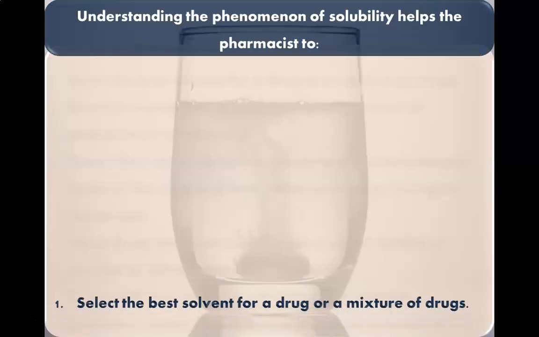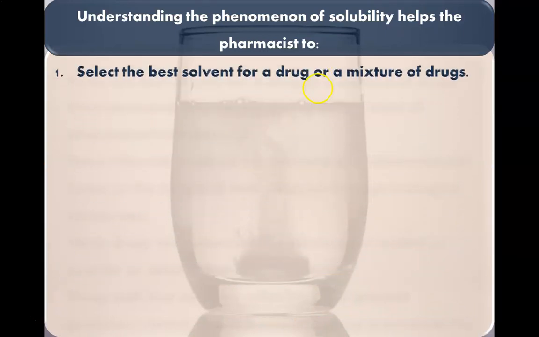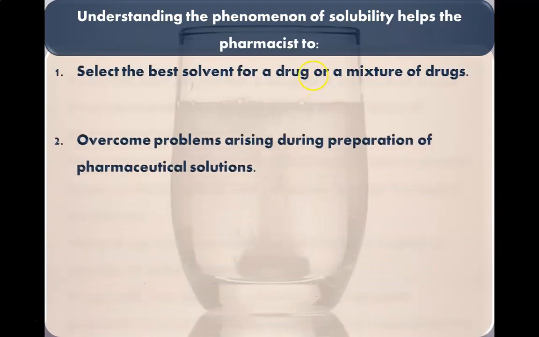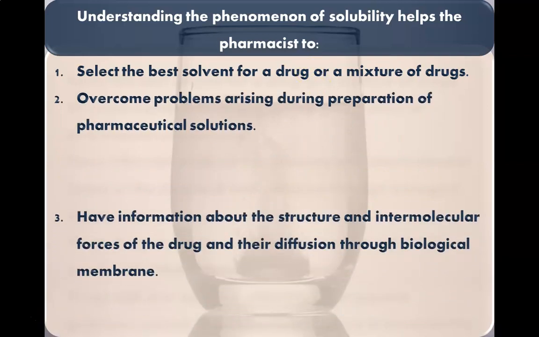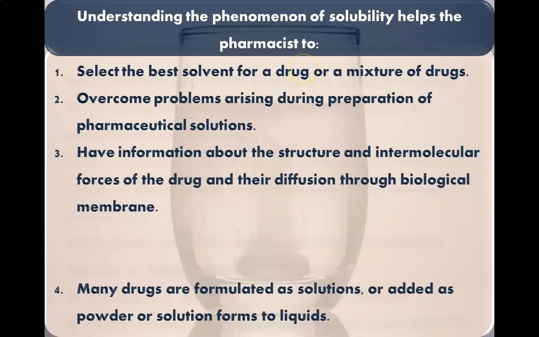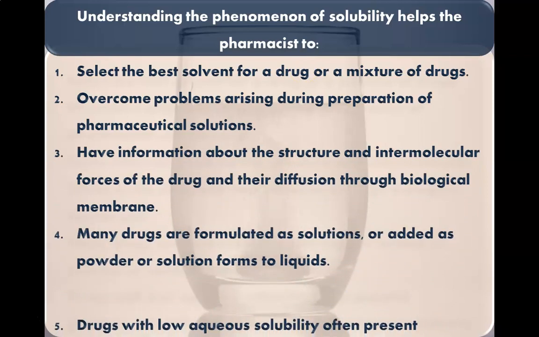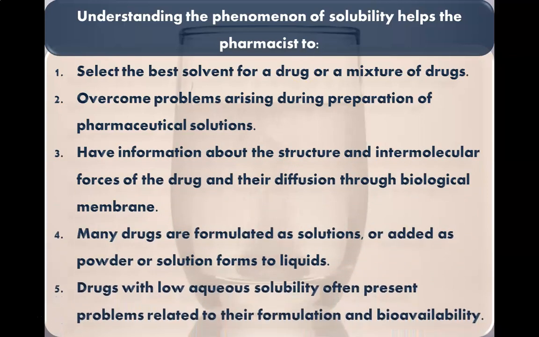Understanding this phenomenon helps any pharmacist select the best solvent for the drug or mixture of drugs. Consider you are a formulation scientist in future, and you need to solubilize drugs which are poorly soluble. This solubility knowledge makes you competent enough to choose the best solvent for solubility, and overcome the problems arising during the preparation of a pharmaceutical solution. There are so many problems, that is precipitation and stability issues, and you can overcome them with the help of solubility aspects.